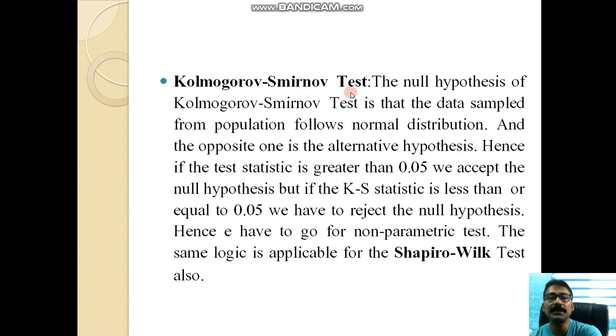Now, the null hypothesis of the Kolmogorov-Smirnov test is that the data sampled from the population follows a normal distribution, and the alternative hypothesis is that it does not follow the normal distribution. Hence, if the p-value is greater than 0.05, we accept the null hypothesis, but if it is less than or equal to 0.05, we reject the null hypothesis. Hence, we have to go for non-parametric tests. The same logic is applicable for the Shapiro-Wilk test also.